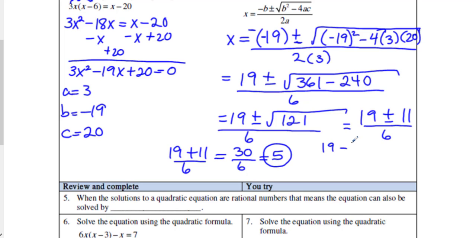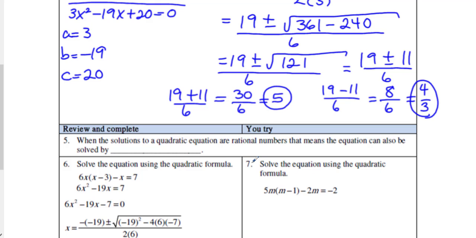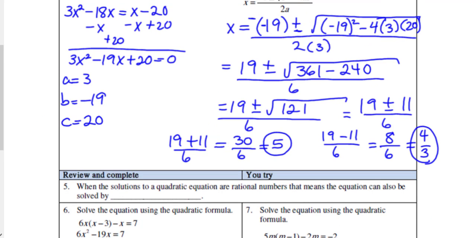And then you have 19 minus 11 over 6. So 19 minus 11 is going to give us an 8 over 6, which we can reduce that fraction to 4/3. So 5 is an answer and 4/3 is an answer for this one. So this is using the quadratic formula.